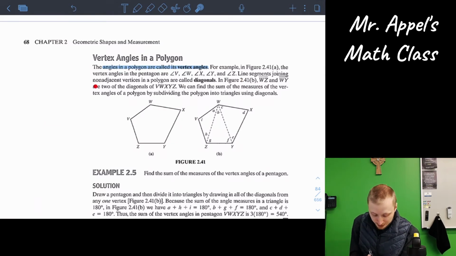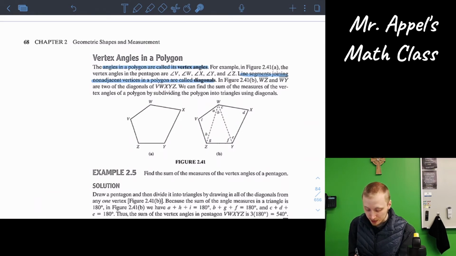Line segments joining non-adjacent vertices in a polygon are called diagonals. Okay. And I bet you could have spotted the diagonals on your own. If I asked you to draw them, you could probably come up with it. It's something we see all the time, but this is the formal definition. They are segments joining non-adjacent vertices. In figure 241b, segment WZ and segment WY are two of the diagonals of VWXYZ.